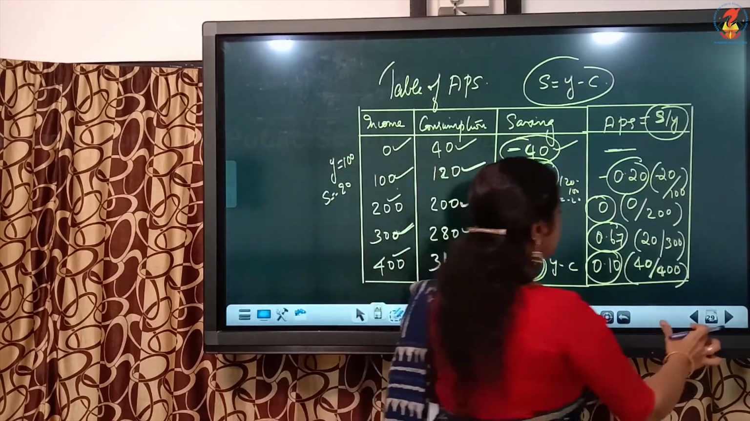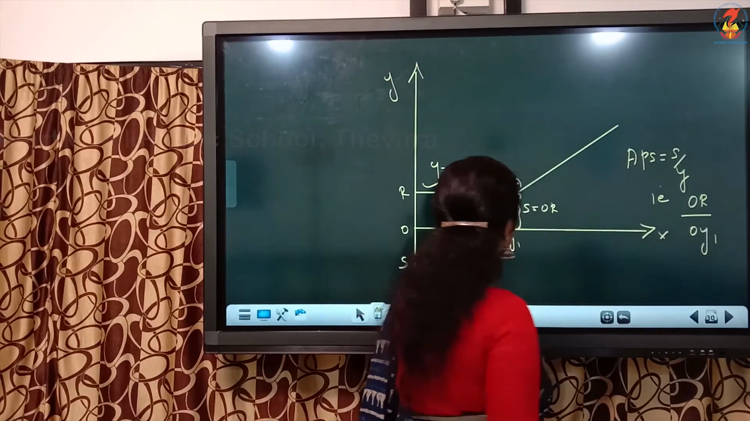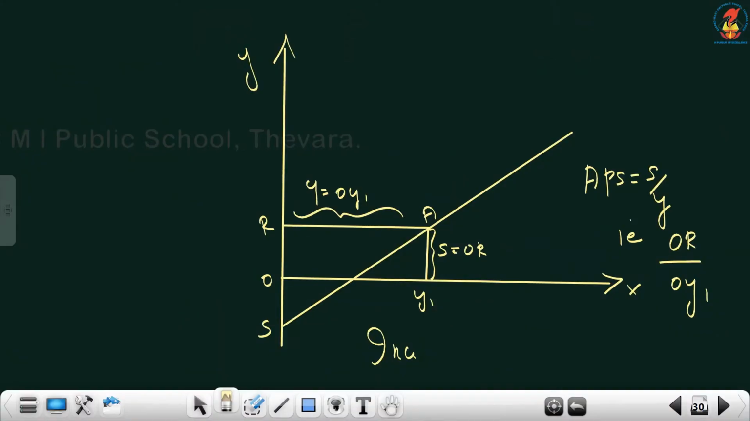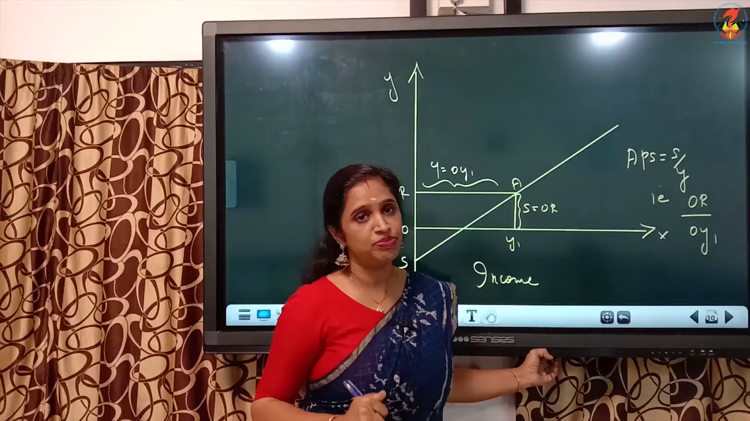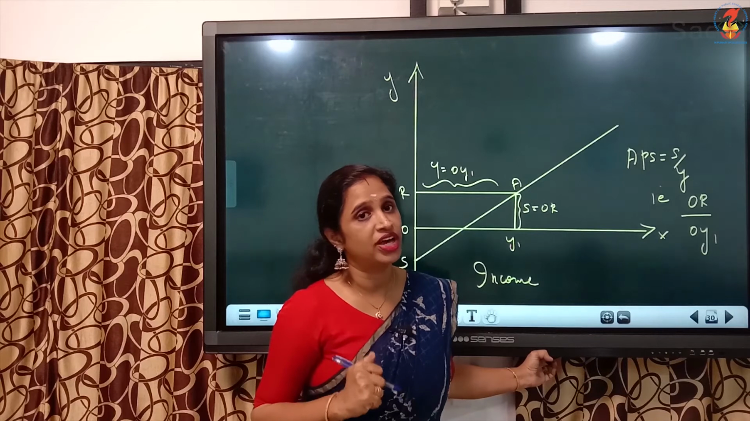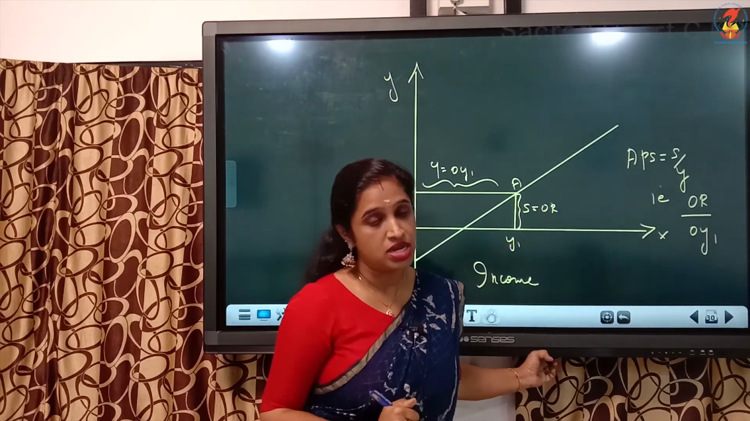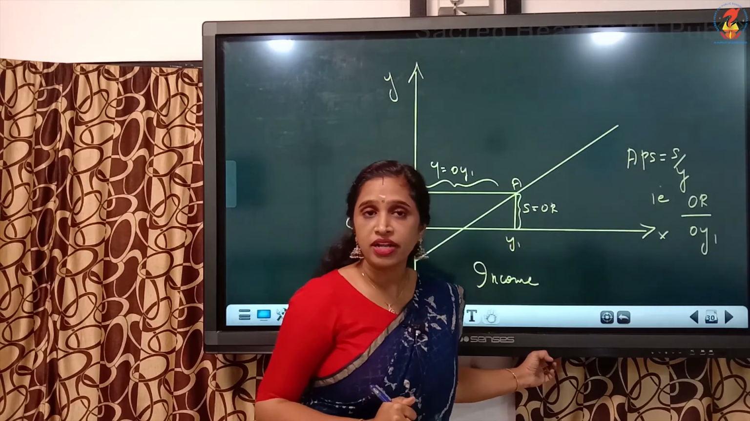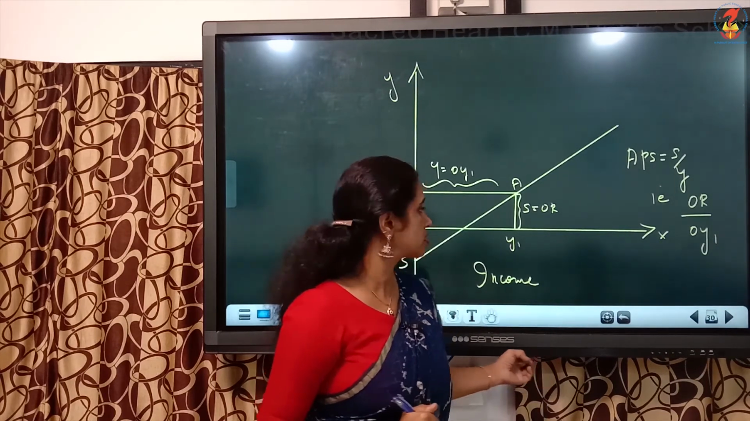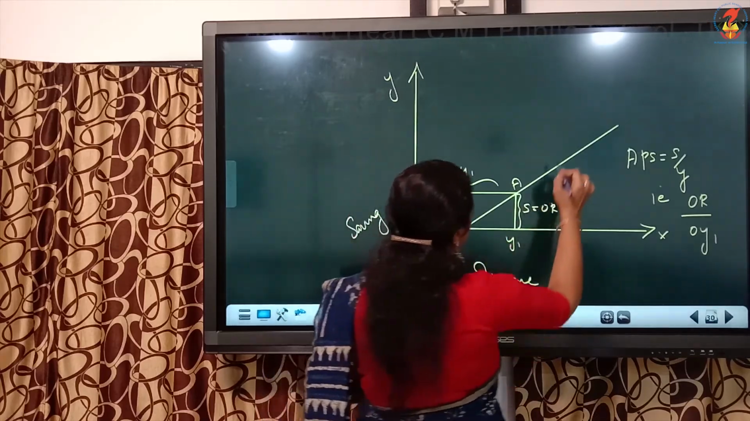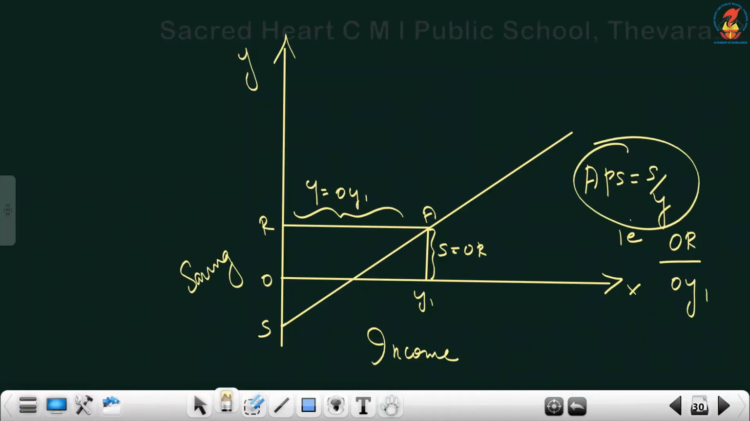Now, we can draw the APS curve, where the income is marked on the x-axis and saving is marked on the y-axis. Now you can find that the saving curve starts from the y-axis, from the negative side, because there is dis-saving. So it is minus 40 dis-saving. That is why it is starting from the negative axis. Now S by Y is APS.